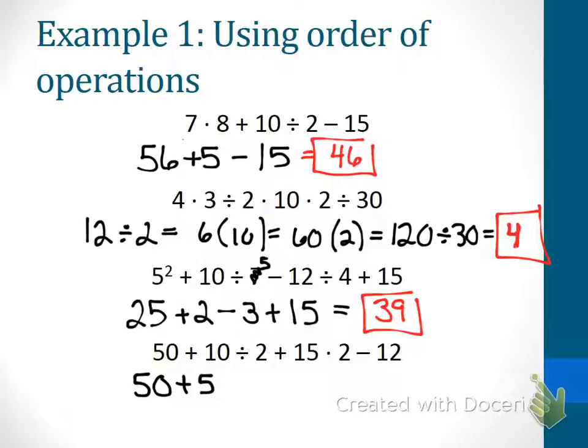And now what do I do now? Matthew? 10 is a 5. 5 is supposed to be a 10. I know, but I've already simplified. 10 divided by 2 is 5. Plus, what's 15 times 2? 30 minus 12, and now I can simplify, and what do I get? 73. Is it 73 or is it 68? Okay, 85 minus 12, 73.